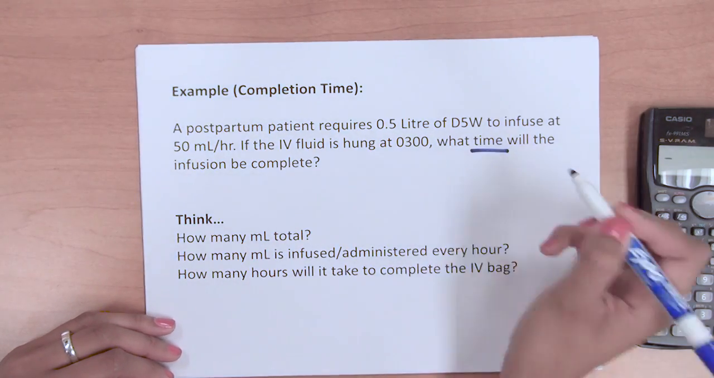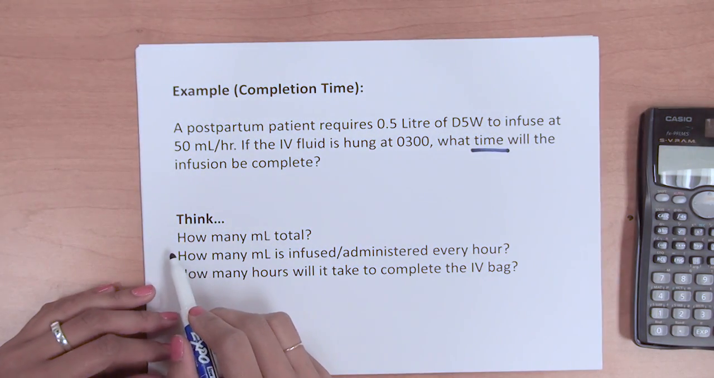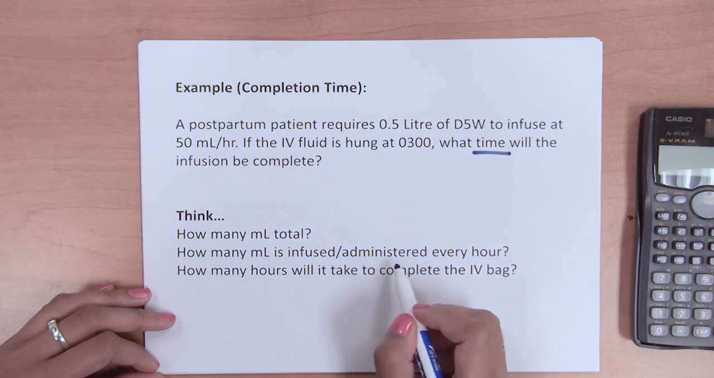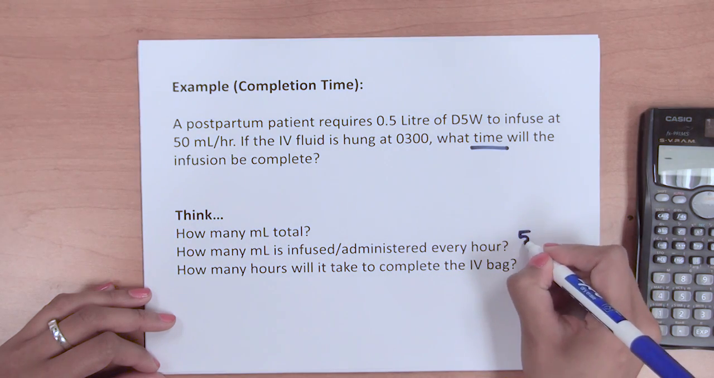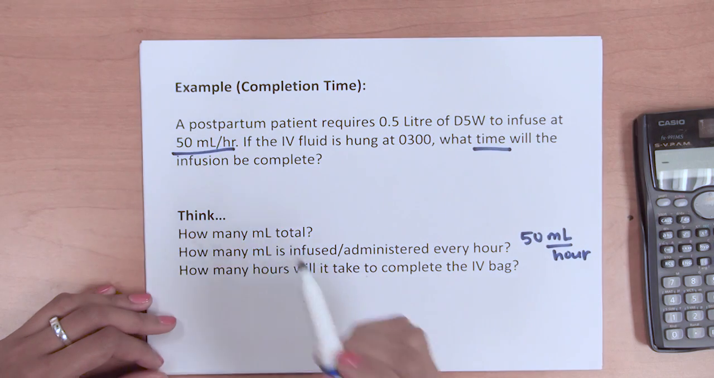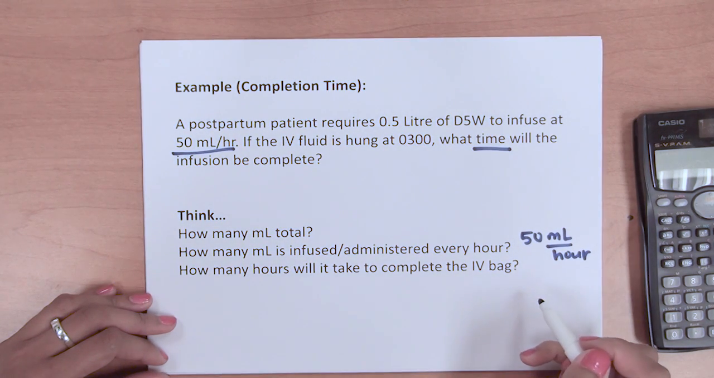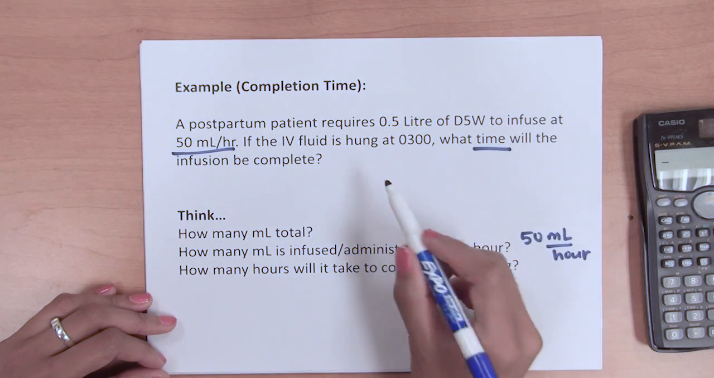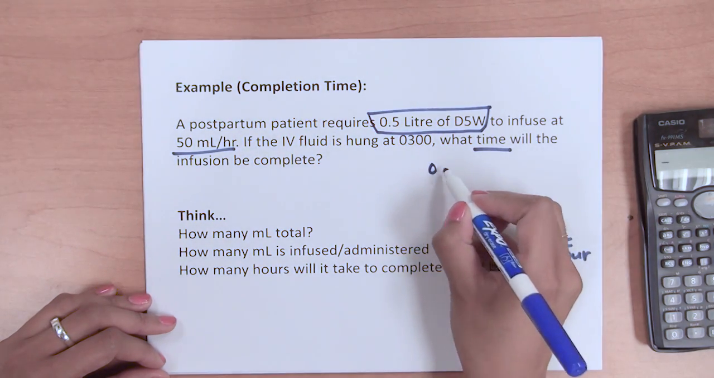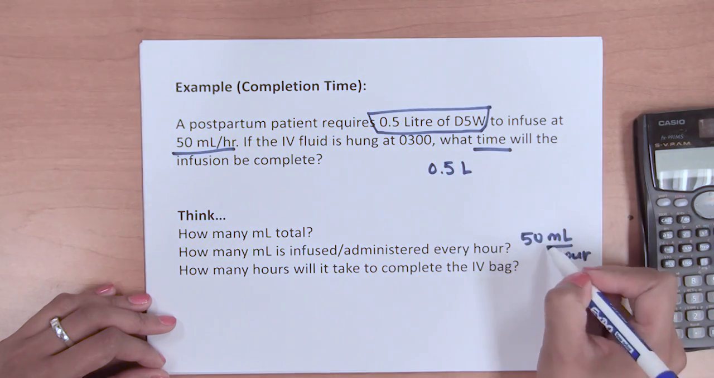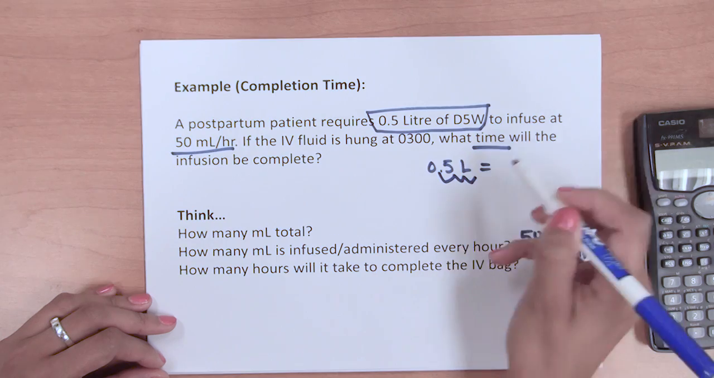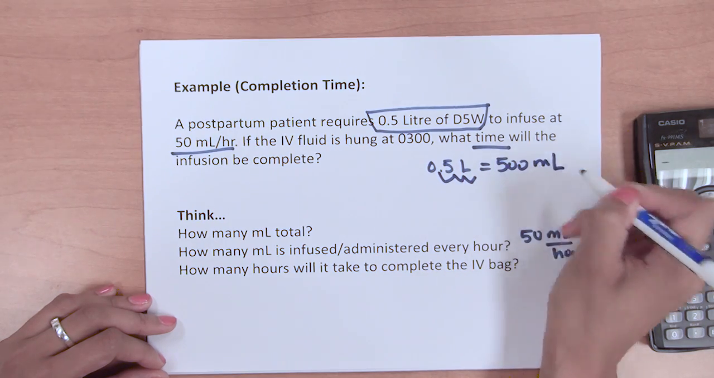So it's asking for a time. So let's think, how many milliliters total? So how many mils is infused, administered every hour? So every hour, 50 mils per hour is what is set. How many hours will it take to complete the IV bag? So we have a 0.5 liter IV bag here. Since we're going to mils per hour, let's change that to milliliters. 1, 2, 3, it's gonna be 500 milliliters.